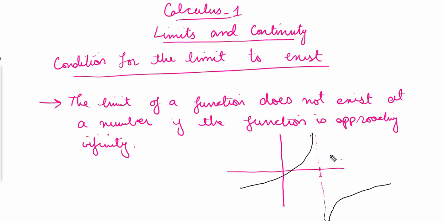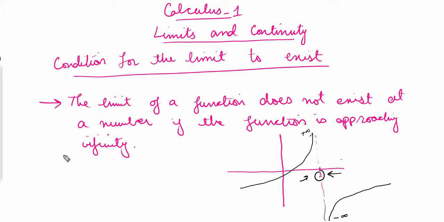So it's like this. As you approach 2 from the left side, you are approaching positive infinity. As you approach 2 from the right side, you are approaching negative infinity. In both cases, your function is approaching infinity. So for this function, the limit does not exist.